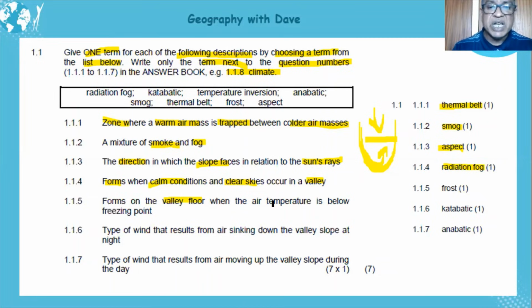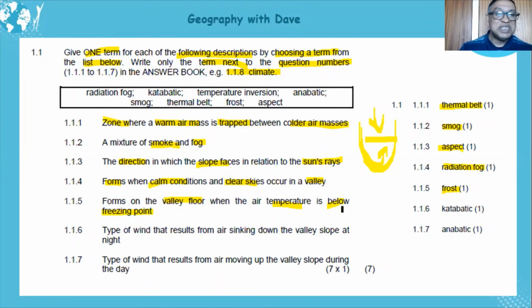Valley floor, let's look at another one. Air temperature is below freezing point, all right? Or, as you learned, when the dew point temperature is below freezing point, right? But the examiner gave you air temperature and below freezing point, and you notice there's only one option here. And that is your frost. You get frost occurring.